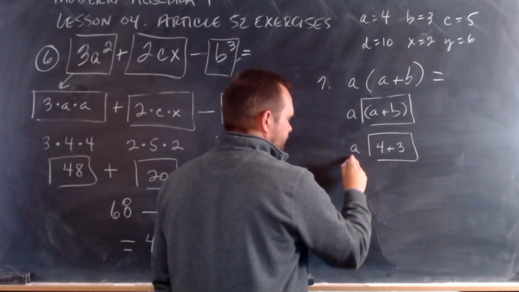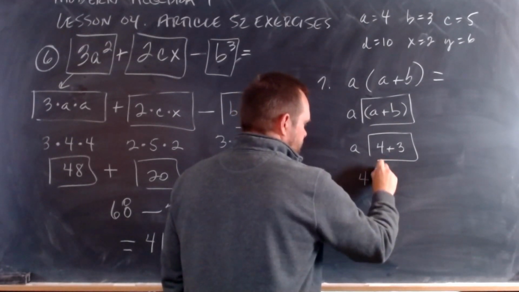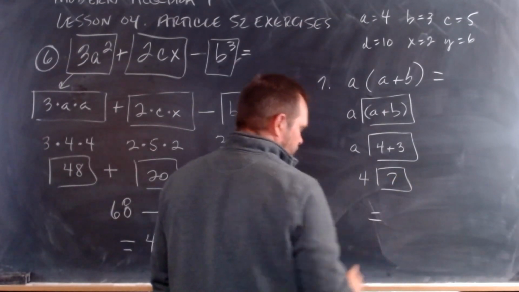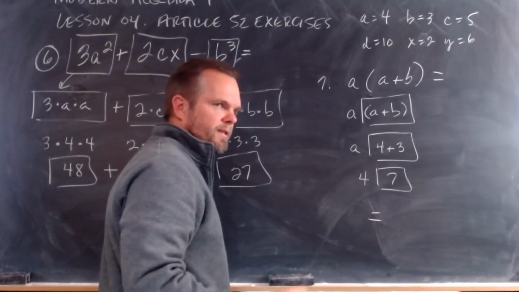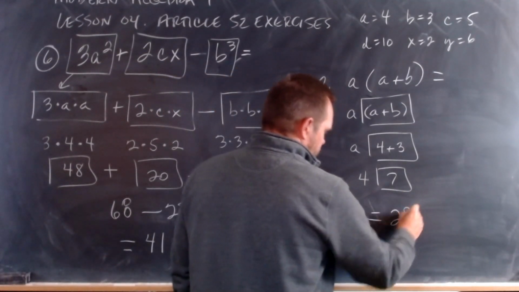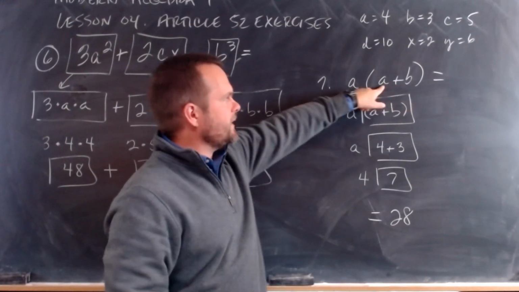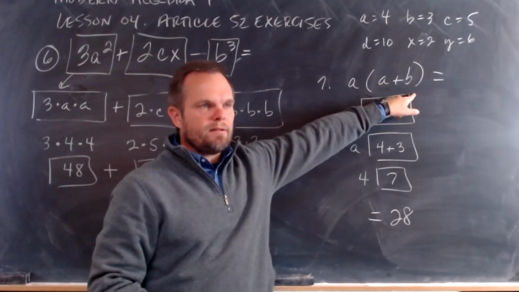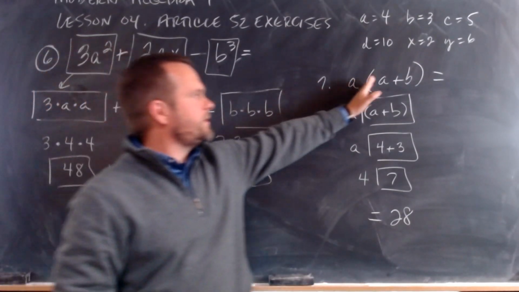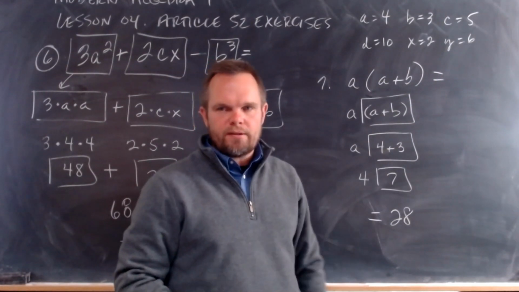What is the value of a? 4 times the value of this term, 7. What's the product? 4 times 7 makes 28. So when we're given an expression in parentheses, we're to consider that as a quantity by itself, and we're to find the value of that quantity first.